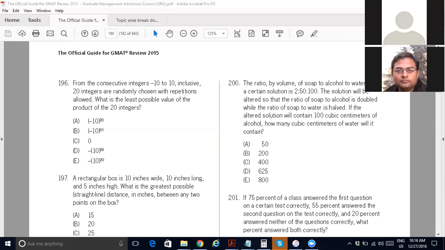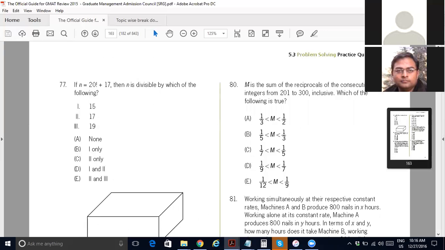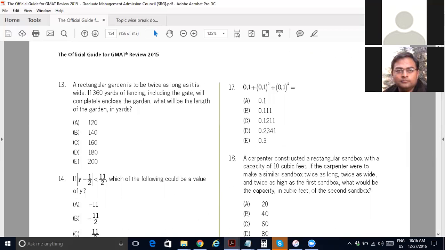In digits and decimals, question 17 of problem solving, I just did it. I'll just tell you how I did it. I think we discussed it. I haven't had time to go back to the video, but quick question. In this, it is 0.1 plus 0.1 square. I did it like this. I did 0.1 plus 1 by 100 plus 1 by 1000. And then rewrote it as 0.1 plus 0.01 plus 0.001. It's fine, right?